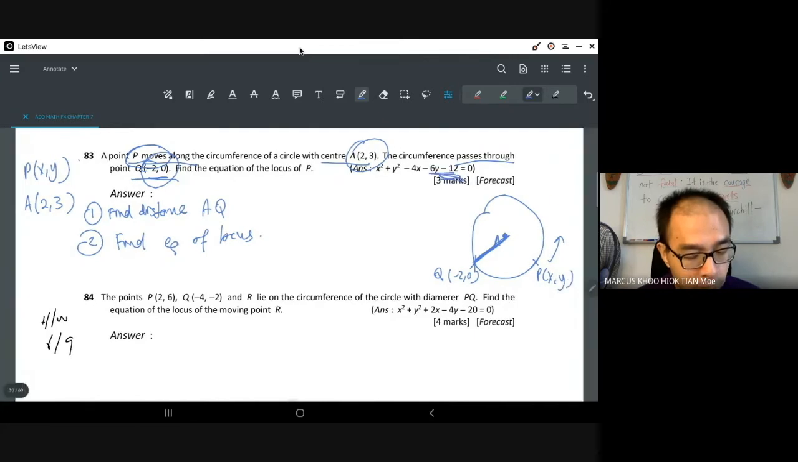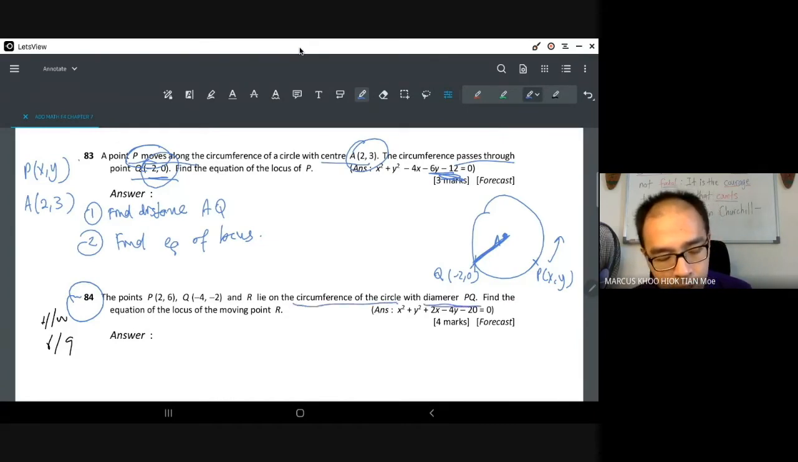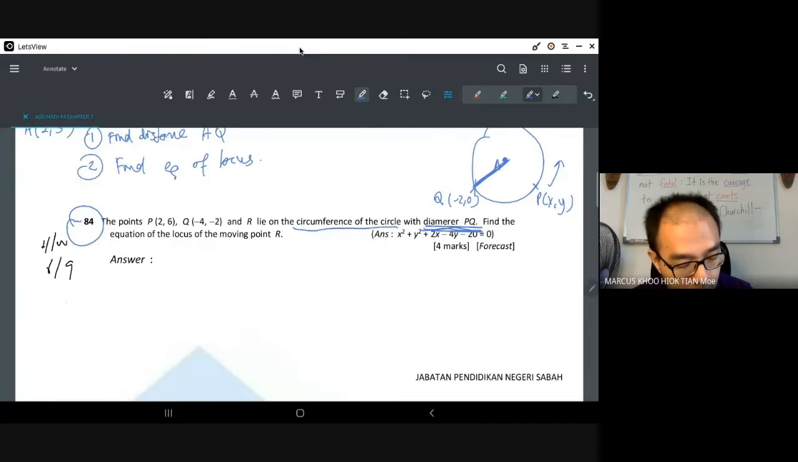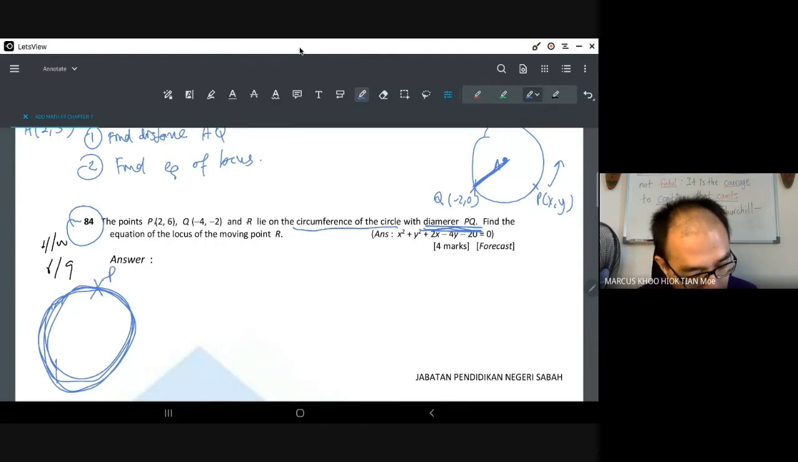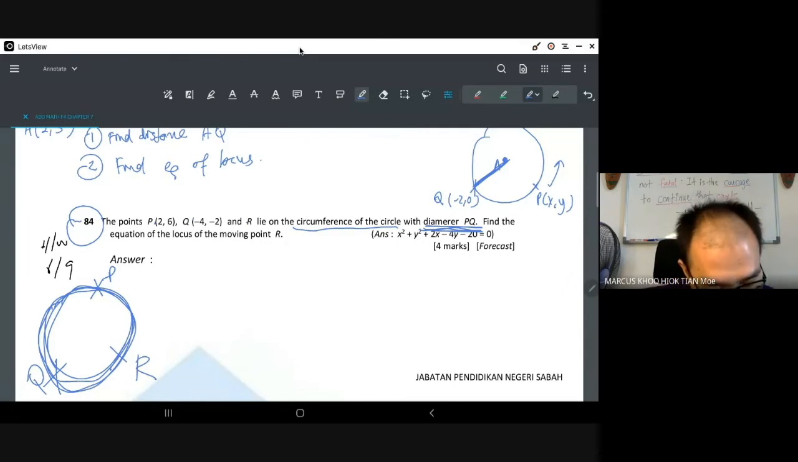So your second homework for the day is question number 84. Same thing. P, Q, and R lie on the circumference of the circle with diameter PQ. Now guys, look, diameter PQ means what? P, Q, and R are all on the circumference. So this is the circumference. Let's say this is P, this is Q, and somewhere over here is R. And then they say that PQ is the diameter.